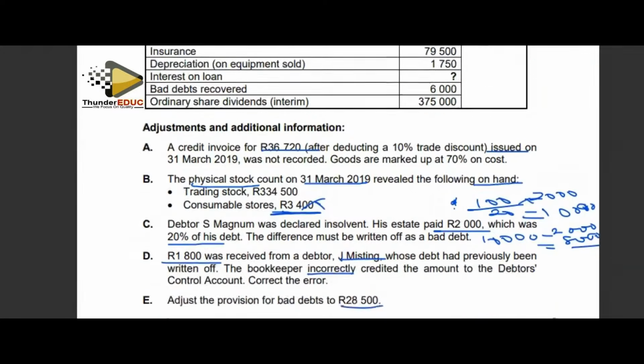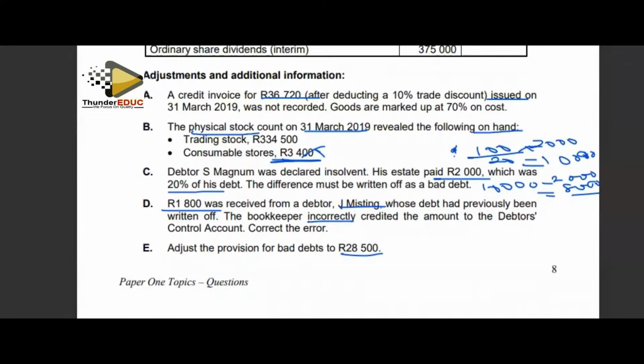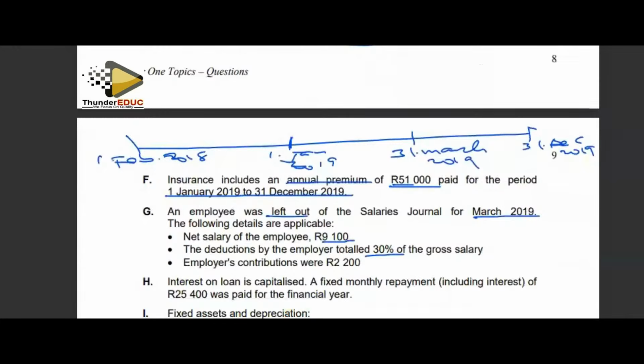79,500. But we're not dealing with the full amount, 79,500. We're interested in dealing with this 51,000. Remember, our year is ending here. We have agreed that any period from here up to here, any payment which was made, we have to deduct. So this 51,000 is for the whole year. You can agree with me, they say that it's an annual premium. So we pay our insurance every 1st of Jan every year, right?